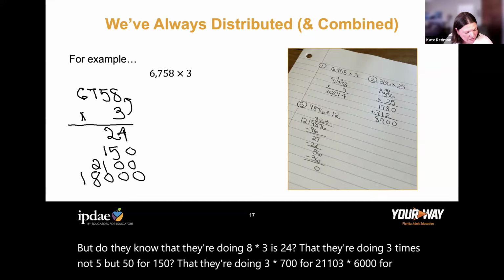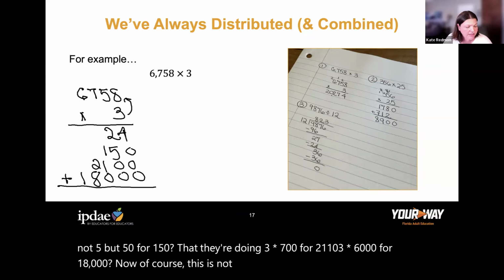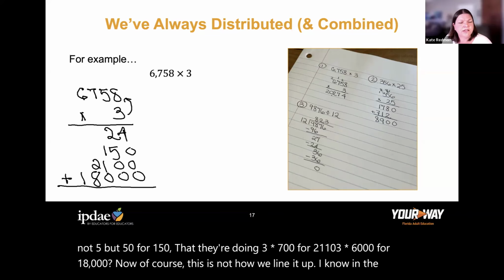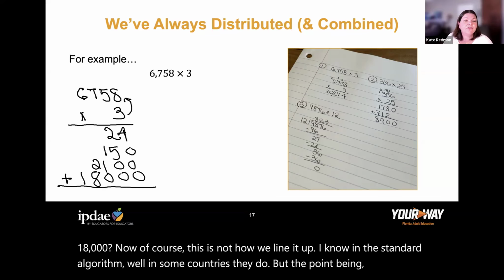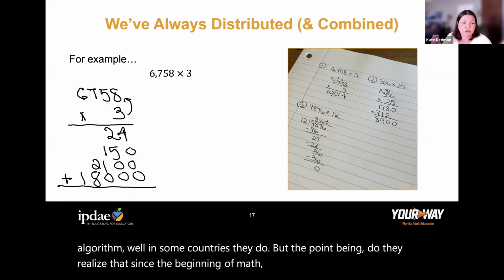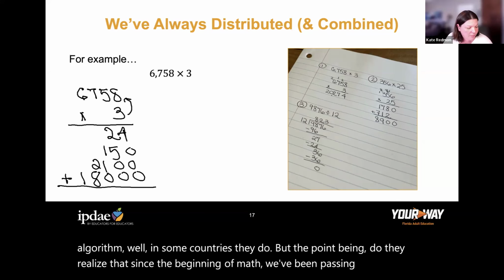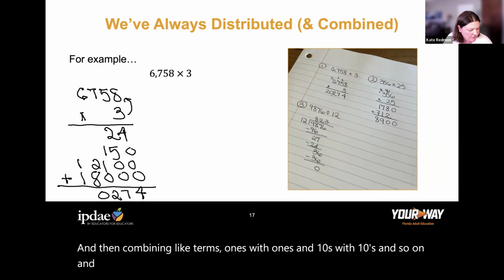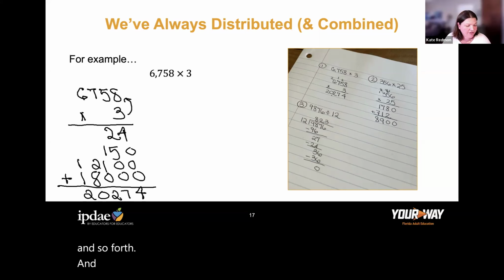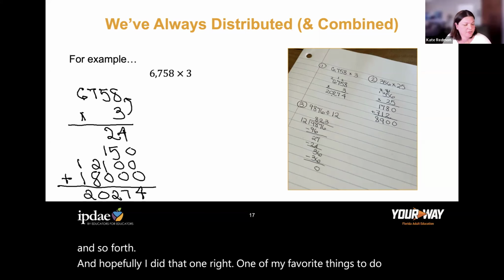Now, of course, this is not how we line it up. I know in the standard algorithm, well, in some countries they do. But the point being, do they realize that since the beginning of math, we've been passing out multiplication and then combining like terms, ones with ones and tens with tens, and so on and so forth? And hopefully I did that one right. One of my favorite things to do is make errors while you guys are watching me.